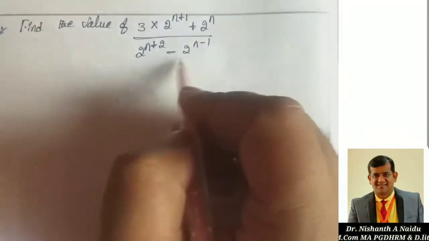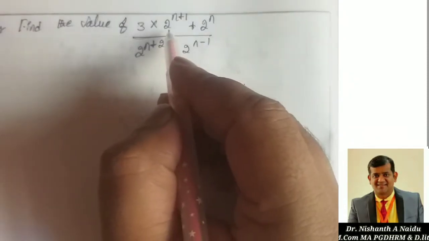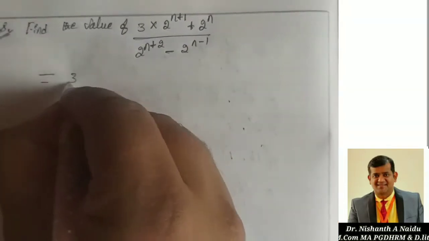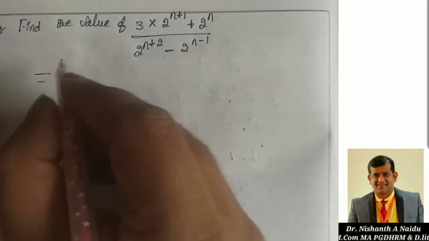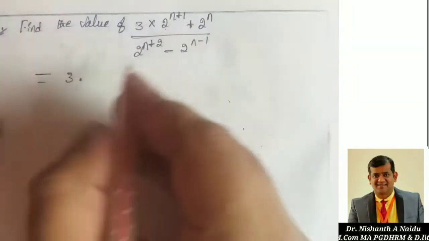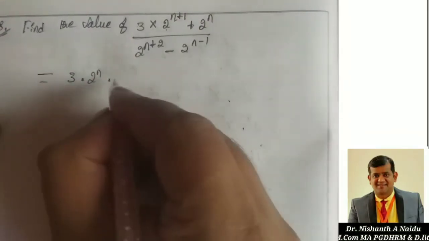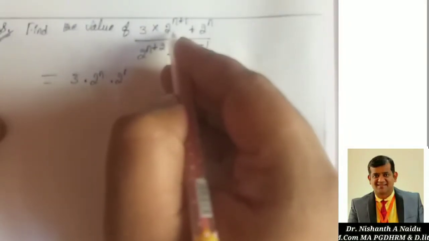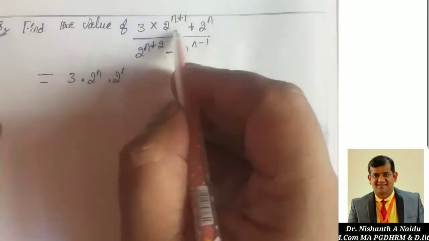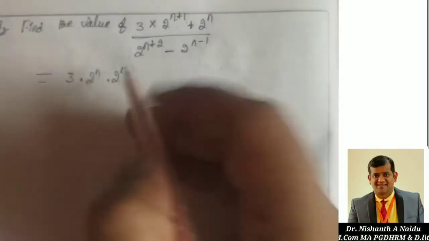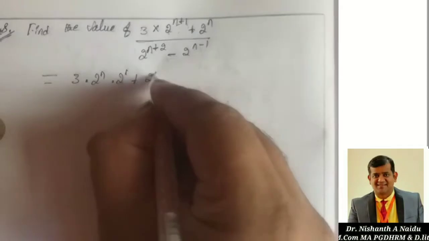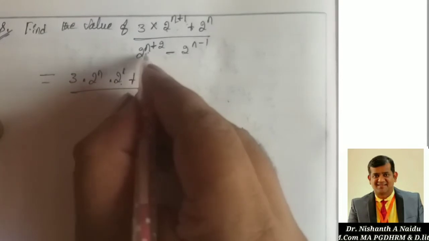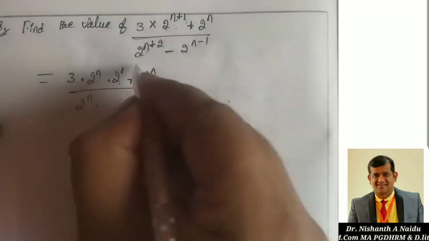So whenever you get this kind of problem, you have to split. I'll show you how to split. So simplifying it, 3 into, first you write 2 to the power of n into 2 to the power of 1. This is what I call a split: 2 to the power of n and 2 to the power of 1. I have split it out. Plus 2 to the power n, divided by, same way split again, 2 to the power of n into 2 to the power of 2.